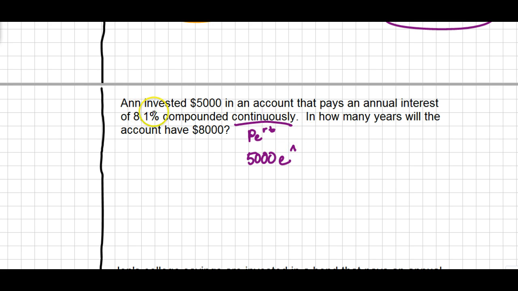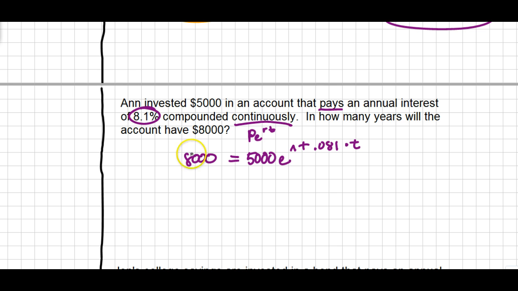I'm going to raise e to the percentage. If it's growing, I'm going to keep that percent as a positive number. Just make sure you change the percent to a decimal. So 0.081 is that number as a decimal. It's positive because it's paying or growing. And then the time, we don't know. We're trying to get to $8,000.